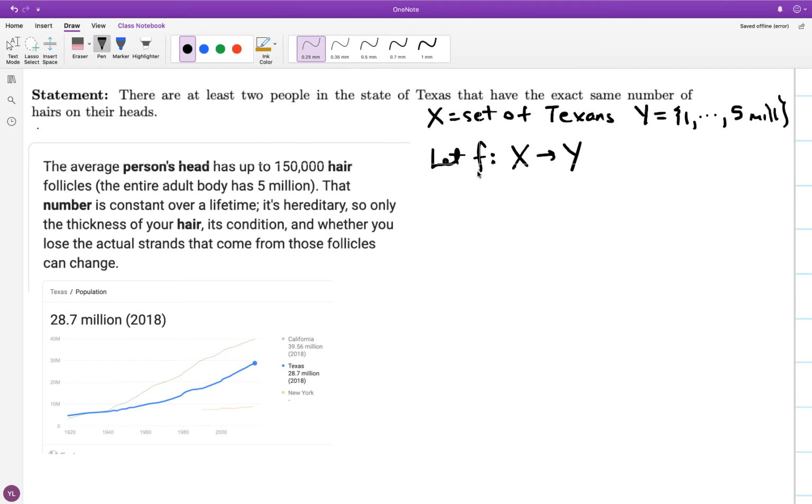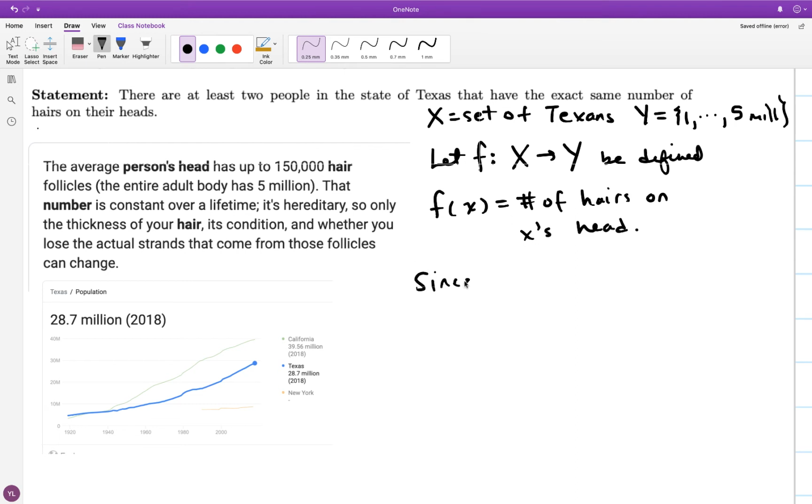Okay, so let's let f from x to y be defined: f of little x, where little x is somebody living in Texas, is the number of hairs on x's head.